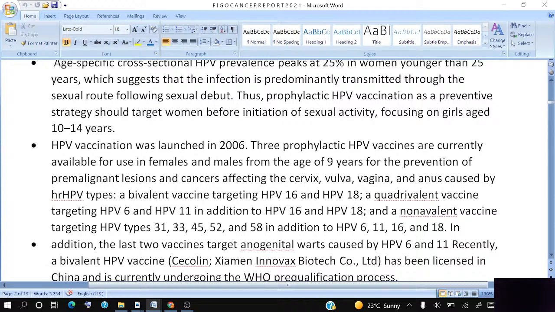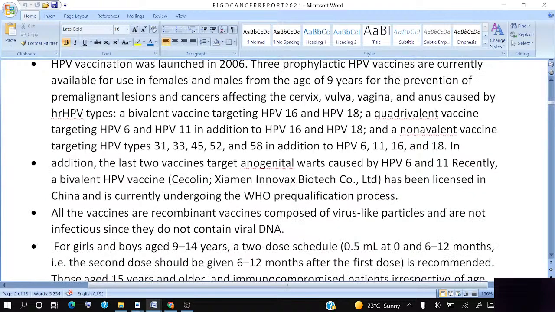The last two vaccines also target genital warts caused by HPV 6 and 11. Recently, there is a new bivalent HPV vaccine from Innovax Biotech, licensed in China and currently undergoing the WHO qualification process, so it is not yet recommended worldwide. All of the recommended vaccines are composed of virus-like particles and are not infectious, since they do not contain viral DNA.